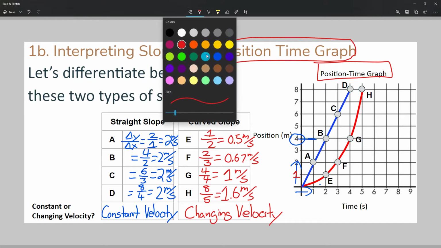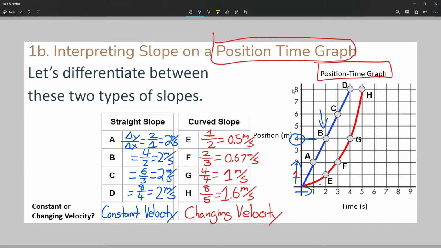The difference here between a straight slope and a curved slope is that one tells you it's traveling at a constant velocity. So this line right here tells you a constant velocity. And the other line tells you that your velocity is changing. This is a changing velocity. And what does that mean, guys? Well, if you have a changing velocity, you must have acceleration. You are accelerating.